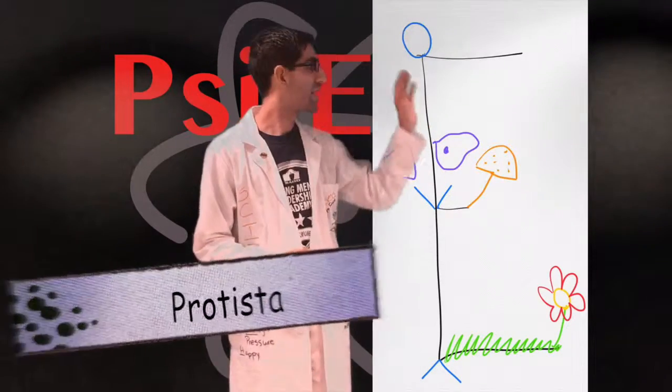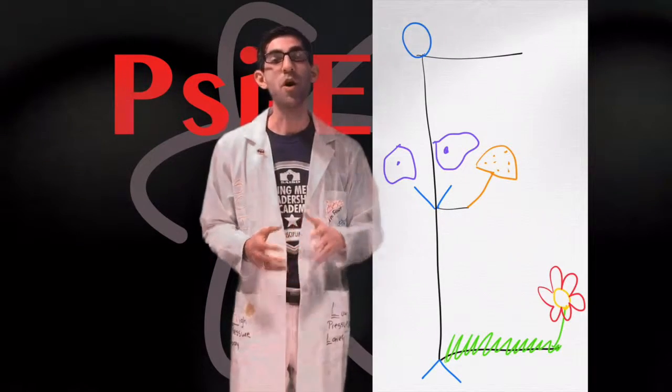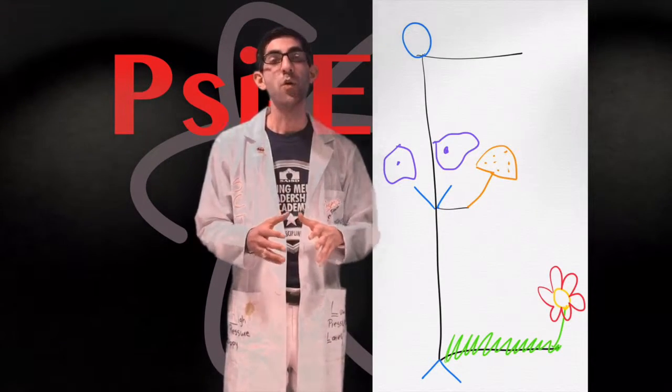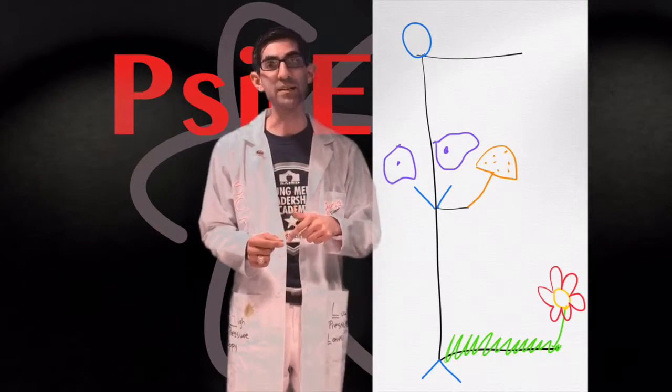So what this says is that all organisms in the Animalia, fungi, plantae, and protistic kingdom are all eukaryotic organisms. What that means is that these organisms have cells with the DNA confined in a membrane-bound nucleus inside of them.